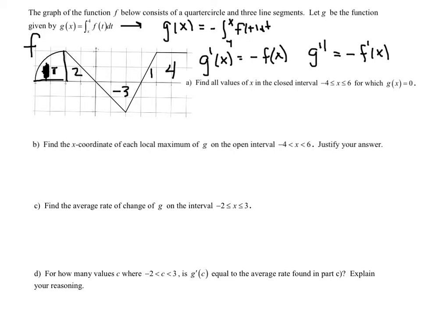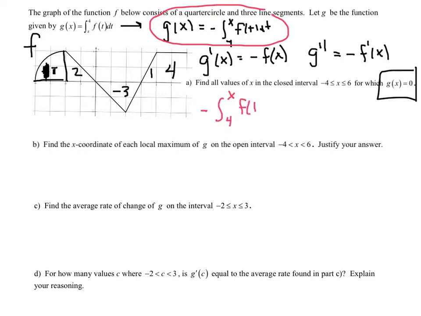Letter A, find all values of x on the closed interval such that g of x equals 0. Now take note that they said all values, okay? Now again, slow down. G of x is this integral. The question is, when does that integral equal 0? Okay, and I've got several different answers that I can come up with.